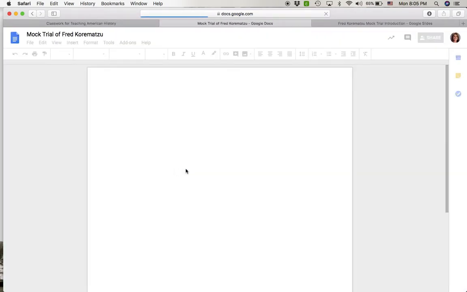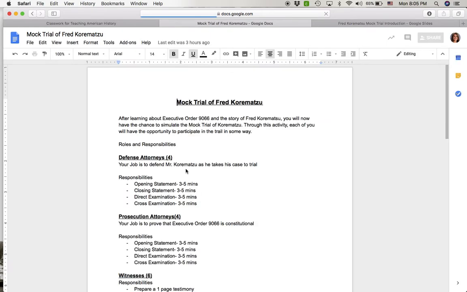You are going to get a Google Doc to pull up that looks like this, and this is essentially our instructions for the mock trial. If you were in world history last year, the way that we are going to conduct this mock trial is very similar to the way that we conducted the mock trial in world history for Louis XVI. Let's see how this corresponds to our story of Fred Korematsu, which hopefully you just read, about him and how he disobeyed Executive Order 9066 and that whole conflict.